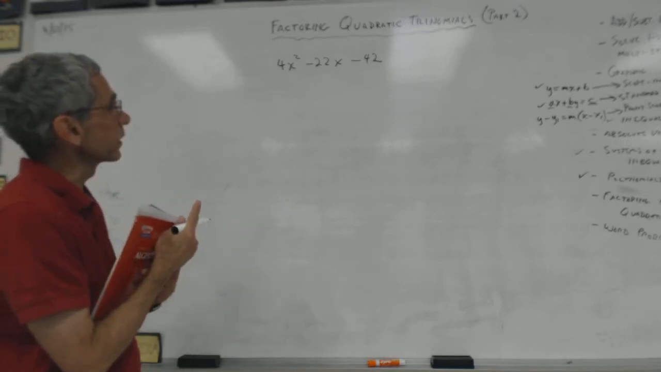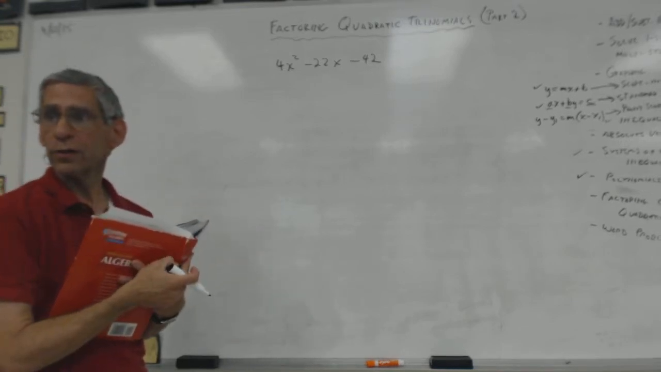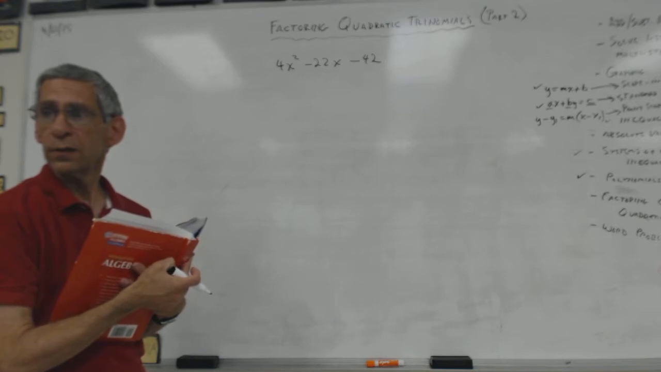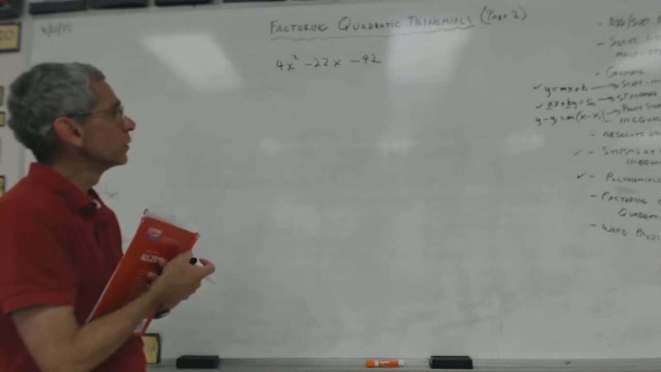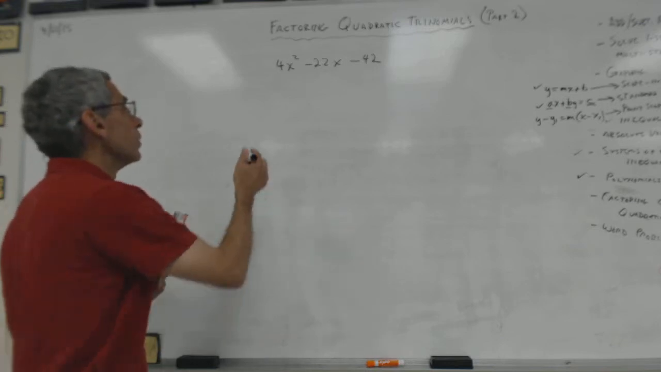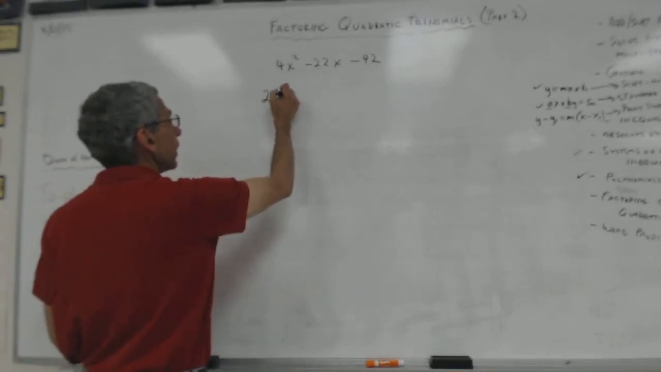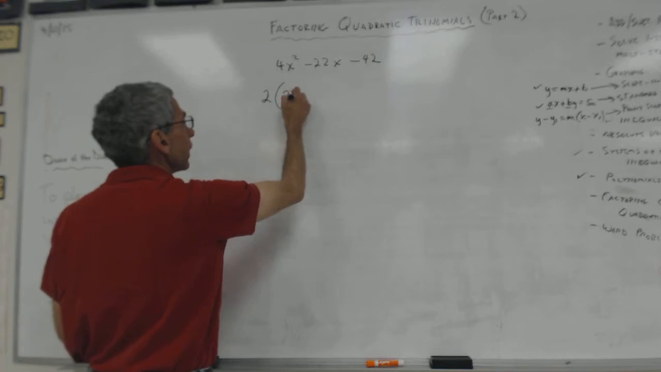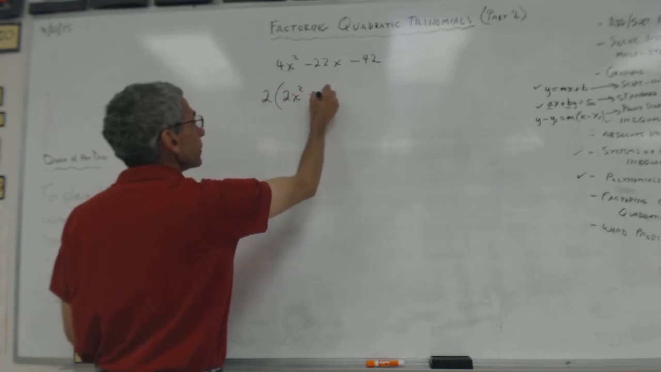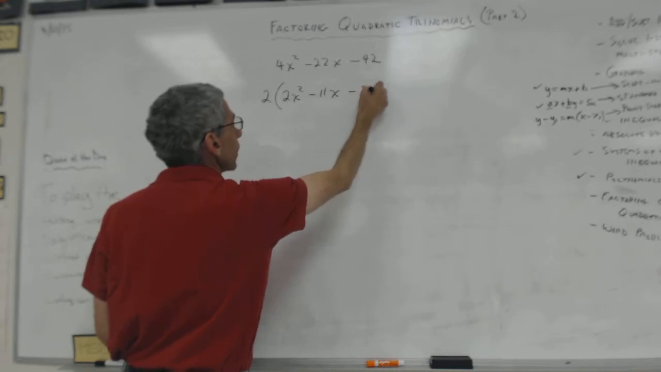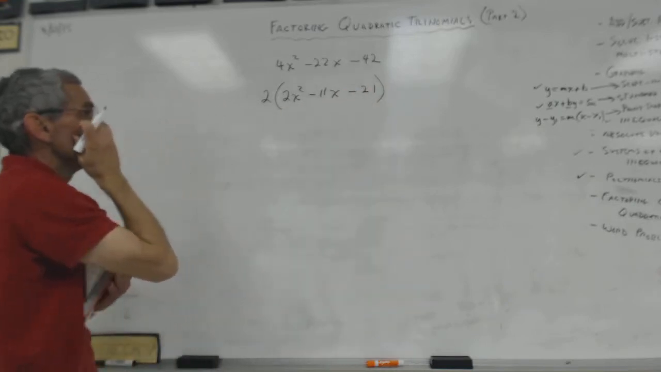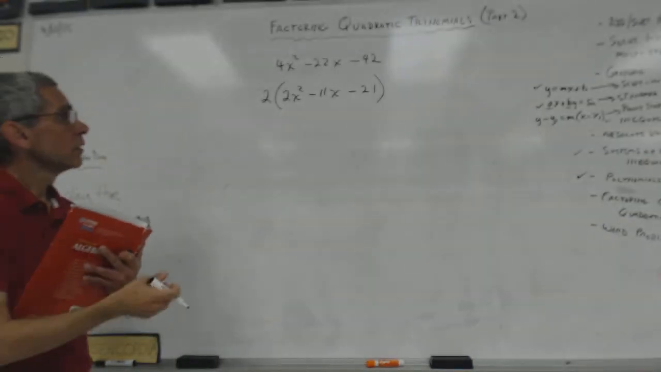So let's look at this one for a second. What would I do first? Oh, you would factor the A. Which is 4. Does 4 go into 22? No. But 2 does. So I could factor out a 2, right? So that gives me 2x squared minus 11x minus 21. Am I right? Yes? Make sense? All right.